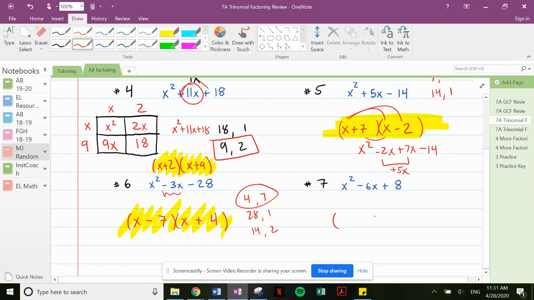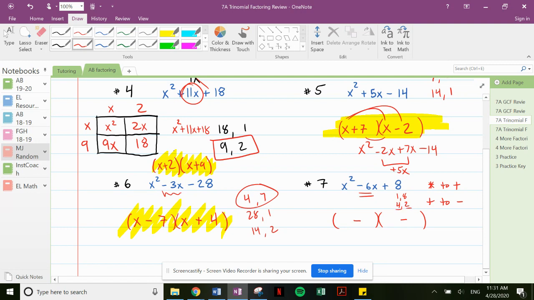Last one here. I notice I've got 2 numbers that have to multiply to a positive 8. So they multiply to a positive, but then they have to add to a negative in the middle. So the only way I can add to a negative number and multiply to a positive number would be if both of these values are negative, because a negative times a negative is positive, and a negative plus a negative remains negative. So if I want to get 8, that's 1 and 8. How about 4 and 2?